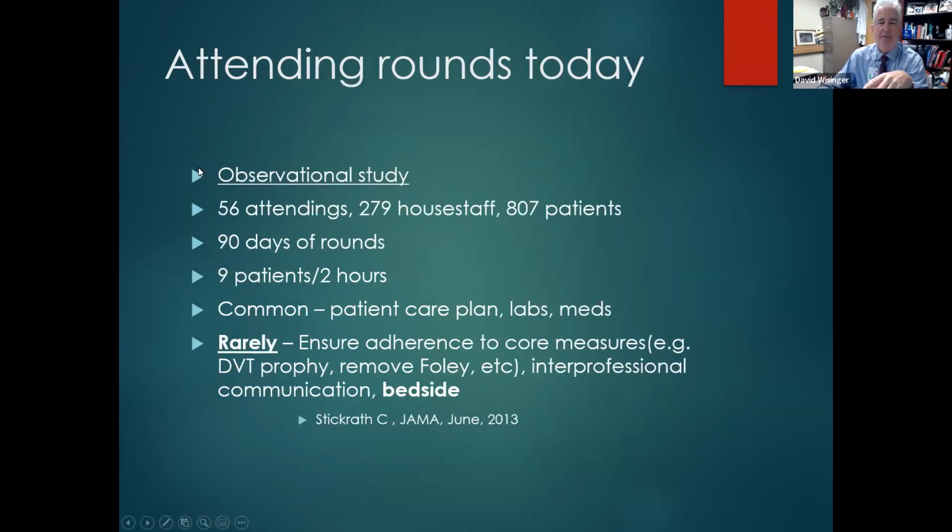So what's actually happening? Well, they did some observation in this particular study with actually quite a robust denominator, watching people for a couple of months. And really, what often happened was just an assessment and review of the data points, right? Looking at care plans, labs, medications, which is not unimportant. It is important, but it shouldn't be the primary directive necessarily. And they rarely were looking at things that they may be measured on in terms of adherence to those core measures. Interprofessional communication took place rarely.